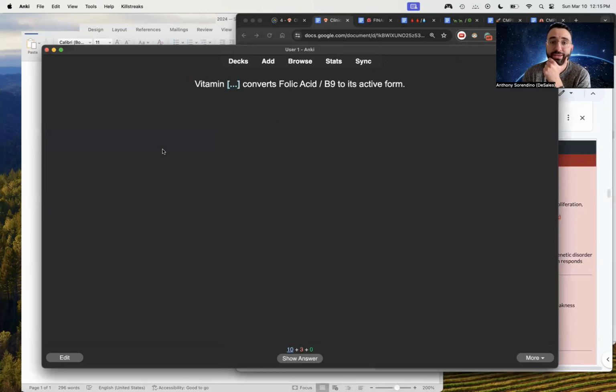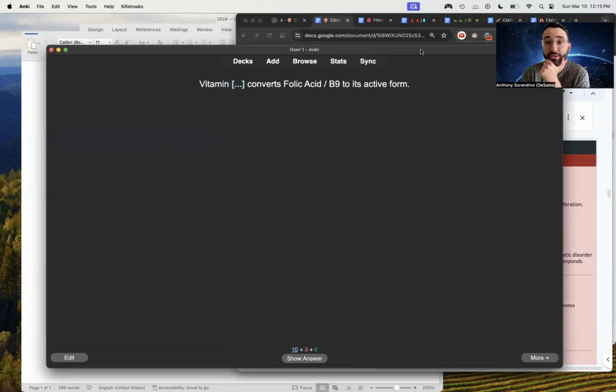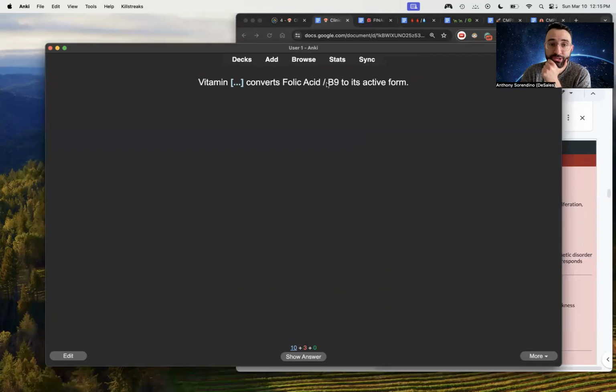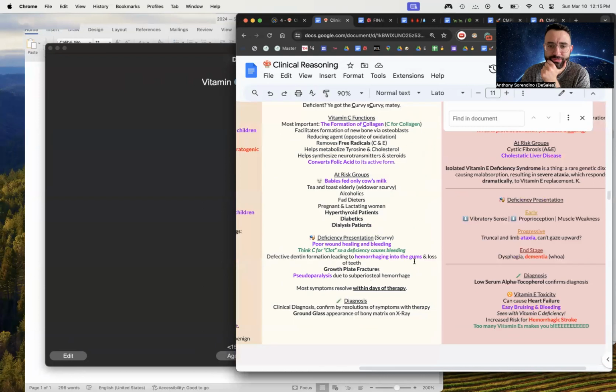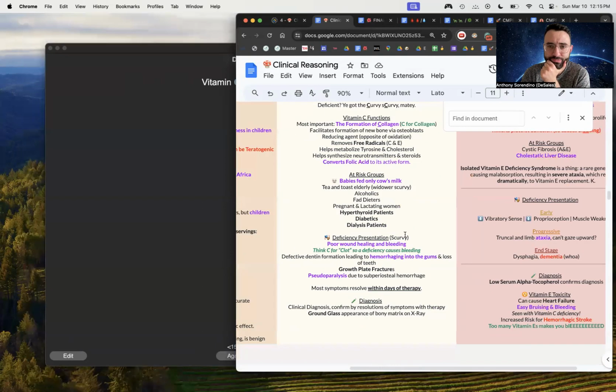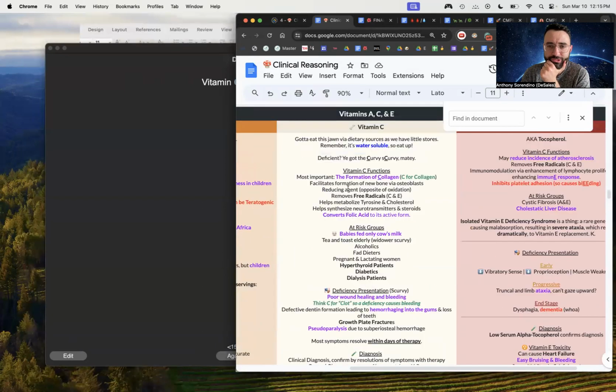Vitamin blank converts folic acid B9 to its active form. Yeah, that's a great question. Is this A? No, it's C. Okay. Yeah, that's good to know.